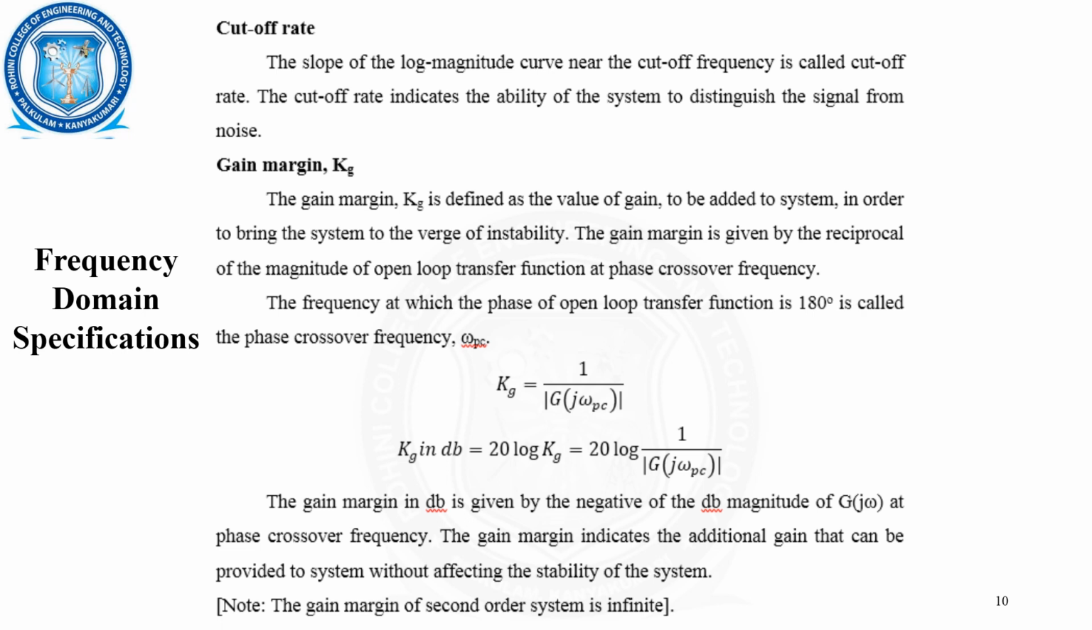As already stated, Kg is equal to 1 by modulus of G of j omega pc. Representing this in decibels, we have 20 log of Kg. This is the gain margin value. It indicates the additional gain which can be added to a system without affecting the stability of the system. After that, it will be unstable. This is the condition. Normally, the gain margin of a second order system is infinite.